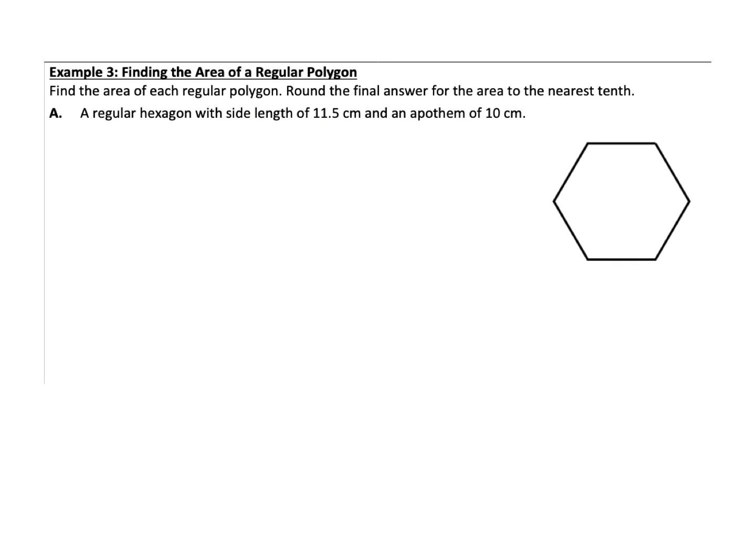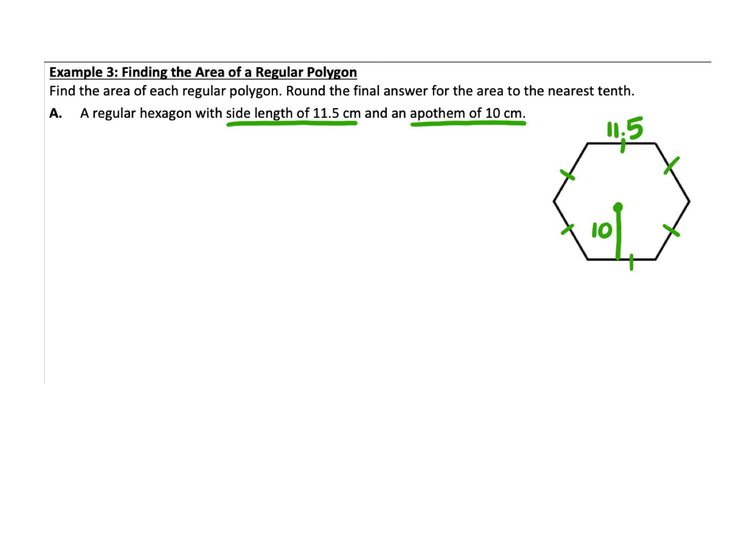So let's go ahead and look at an example here. In our first example, we're given a regular hexagon with a side length of 11.5 and an apothem of 10 centimeters. So this problem is nice because it's giving us the apothem. So let's draw that in our picture. The apothem is 10 centimeters, and then the side length is 11.5. And because it's a regular polygon, all the sides are the same. All sides are 11.5.